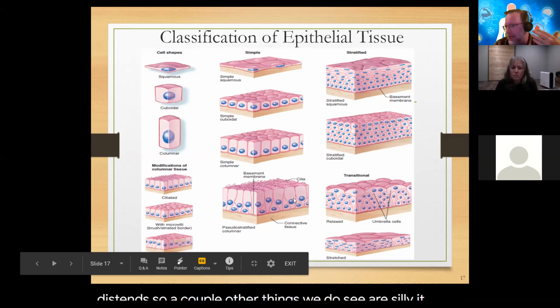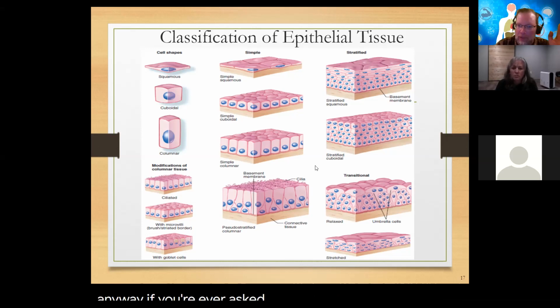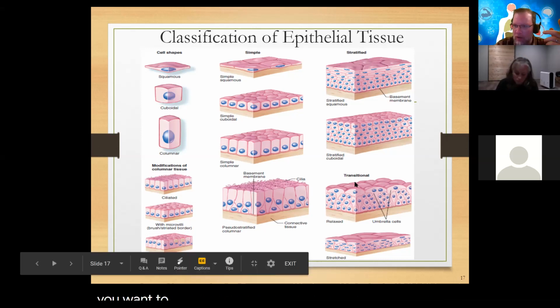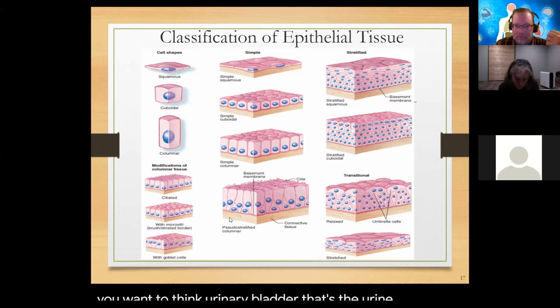So anyway, if you're ever asked about transitional epithelium, you want to think urinary bladder. That's the linkage. Transitional equals urinary bladder. Okay.